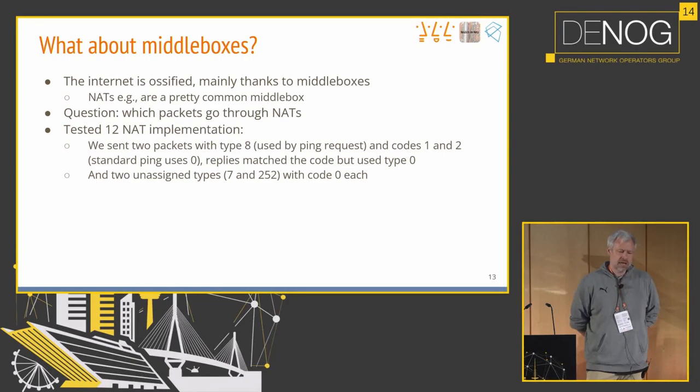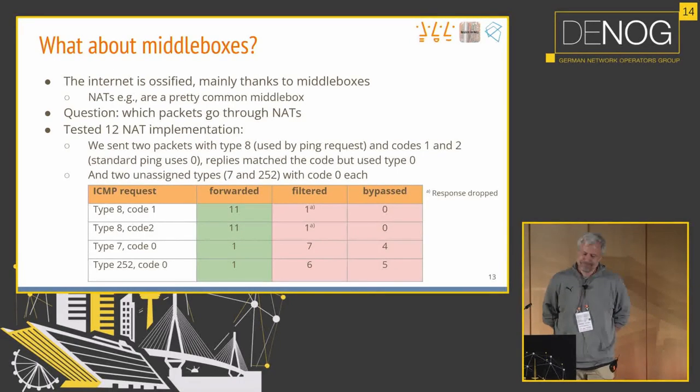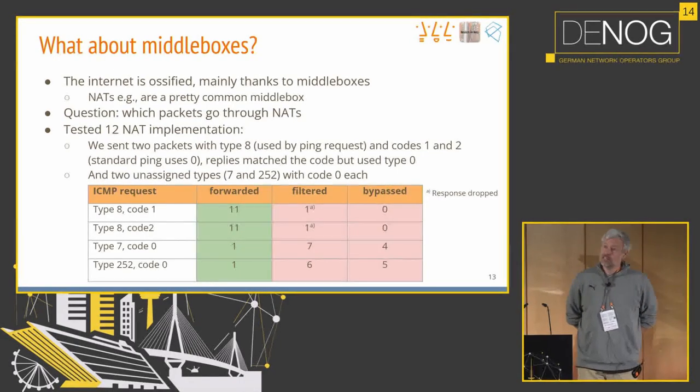So we use that and new codes, 1 and 2. And as I said, standard ping uses 0. And then we picked two unassigned types, the smallest one and a really big one with code 0. And the question is, will it go through those NAT implementations? Here's the result. Type 8, code 1, so it's the echo type with a new code. 11 of those 12 boxes just forward them. And the result is also forwarded. It just goes through. It works.